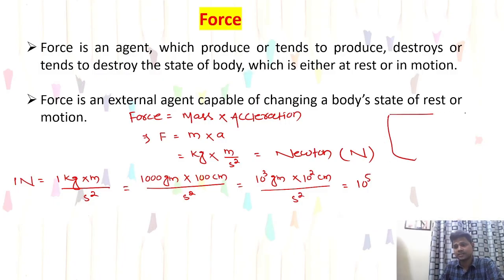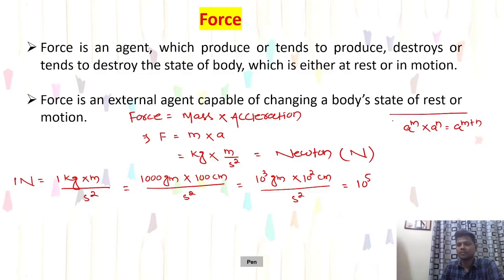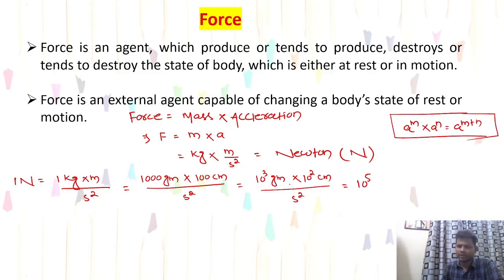How do I get this? You must know a to the power m into a to the power n equals a to the power m plus n. So by this formula, I conclude that 10 to the power 3 into 10 to the power 2 equals 10 to the power 5. So, gram into centimeter per second square.